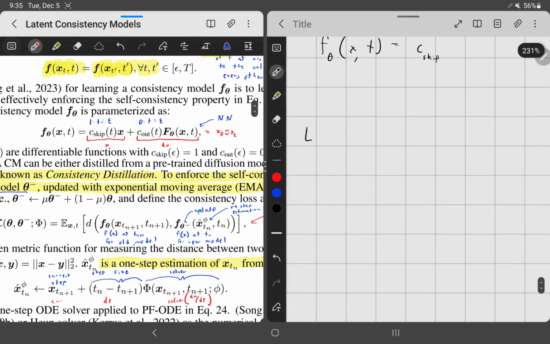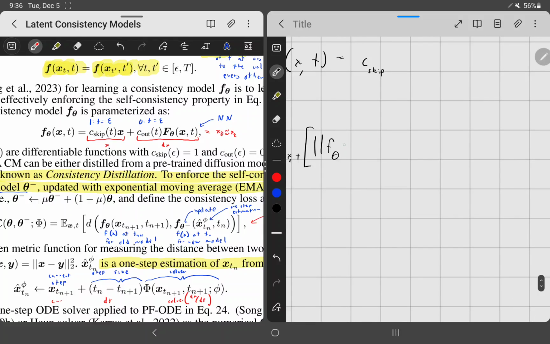So we define our loss, and it's going to be a distance function, the expected value over x and t. I wonder what this distance function is going to be. Oh wait, it's the L2 norm. It's not interesting, it's just L2 loss or MSE. Whenever they said D, I'm like, oh, they're going to define some weird distance function. It's just MSE. It's always MSE.